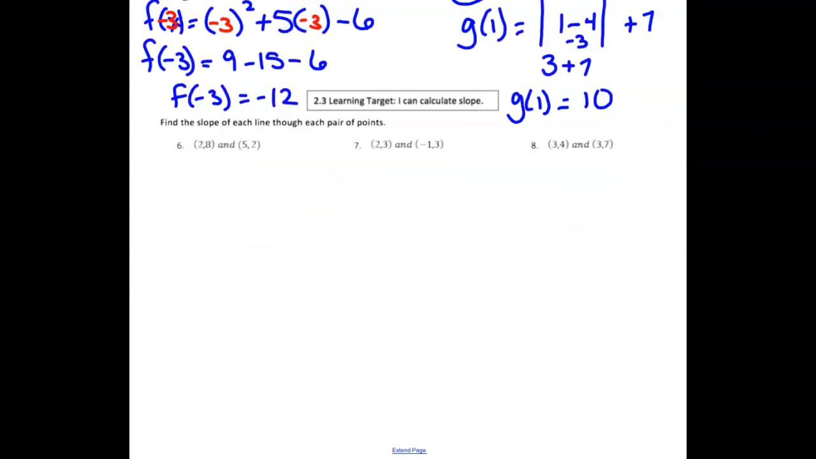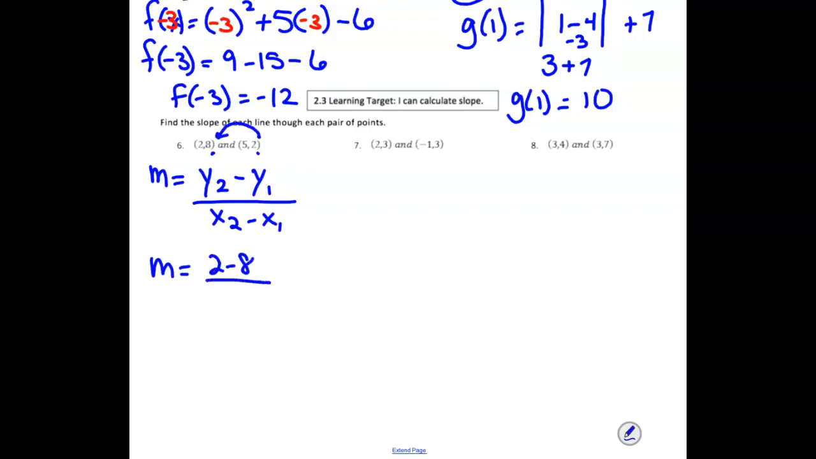From section 2.3, our learning target is that I can calculate slope. Remember our equation for finding slope is change in y, so y2 minus y1, over the change in x, x2 minus x1. So looking at our y coordinates, we have an 8 and a 2. You can choose to subtract them in any order, but then you have to do the x's the same way. So I'm going to go 2 minus 8. Then I have to do the x's in the same direction, 5 minus that other 2.